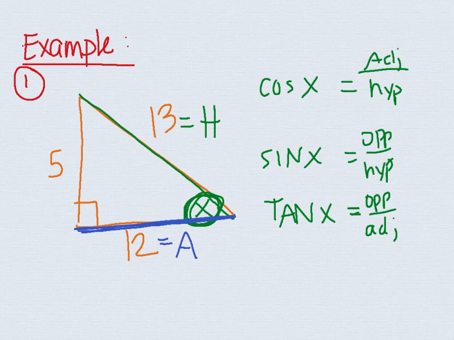So what does that leave my 5 to be? Well, the 5 is going to be the opposite, because the 5 doesn't touch the x degree whatsoever. So 5 is going to be represented as the O. So now that you have these labeled, you can go ahead and make your fractions.